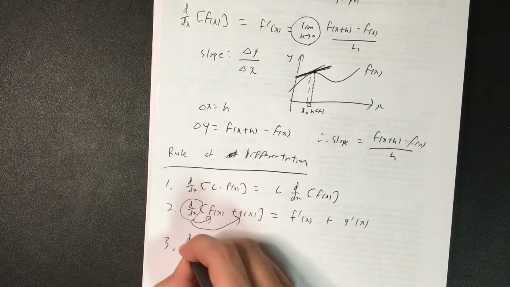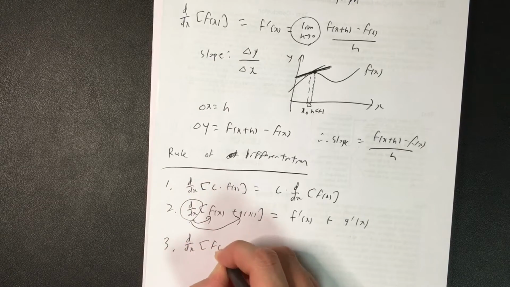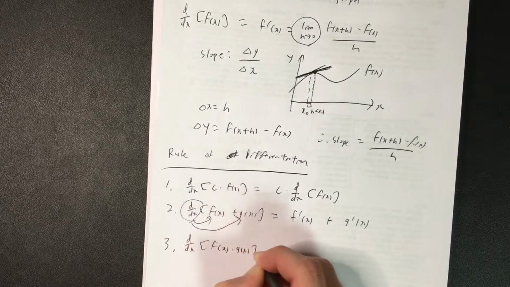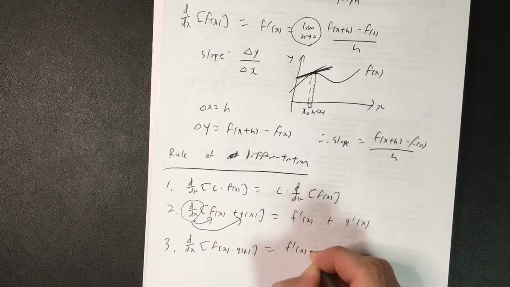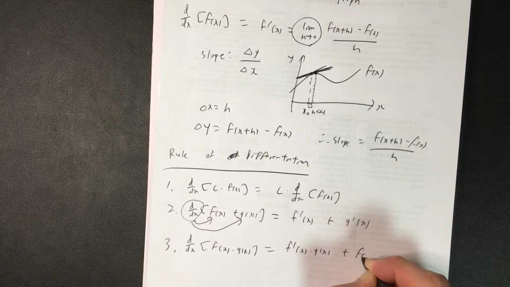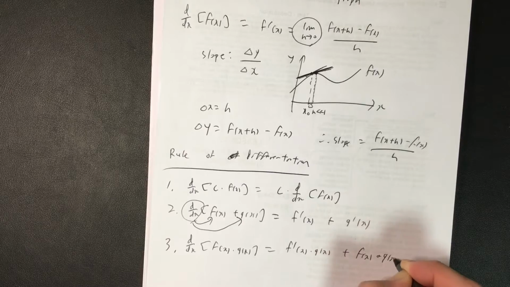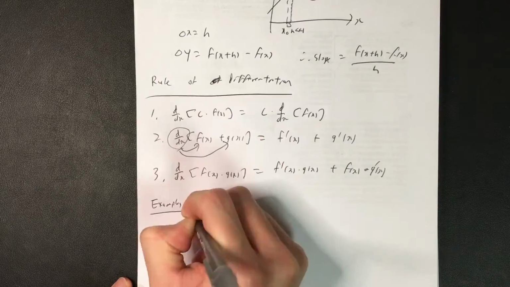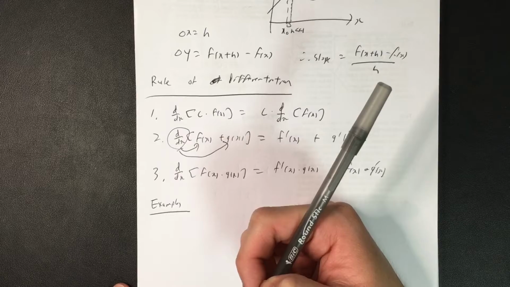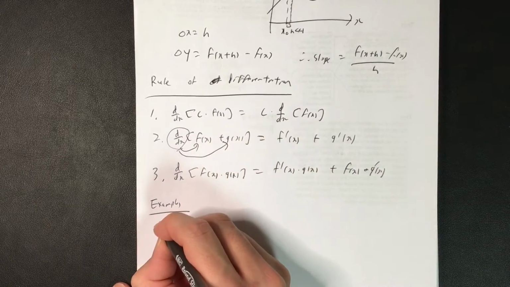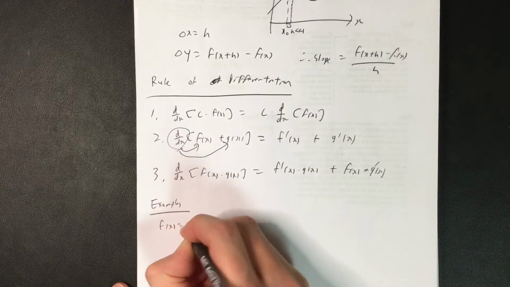And the third rule is that the derivative of f of x times g of x is equal to f prime of x times g of x plus f of x times g prime of x. So let's go over some examples of derivative. The first example is f of x equals x.